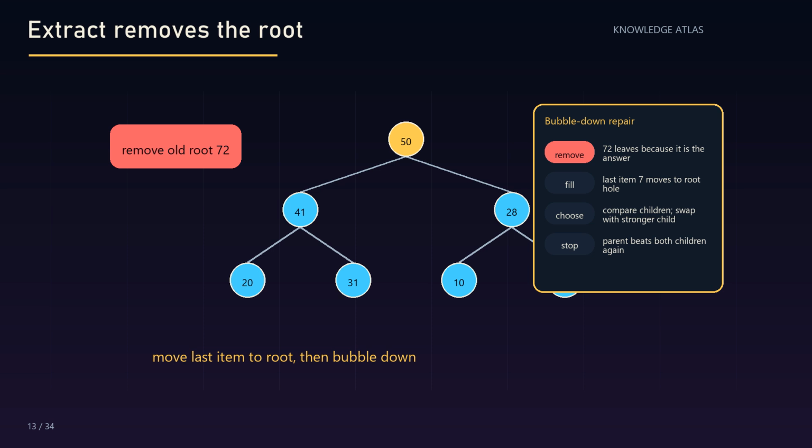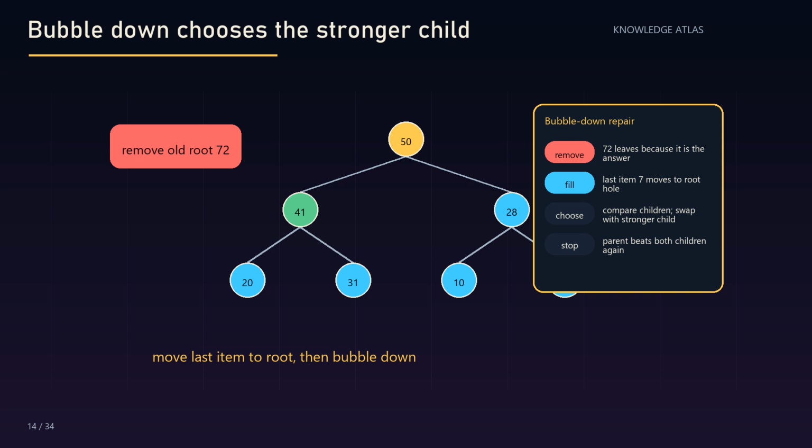Extract max removes the root in a max heap. That creates a hole at the top, so the heap moves the last item into the root position to keep the complete shape, then repairs the order rule downward. Bubble down compares the moved item with its children. In a max heap, if a child is larger, swap with the larger child. Repeat until the parent beats both children. Again, repair follows one path.